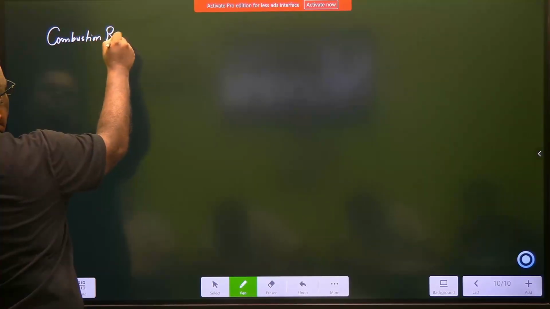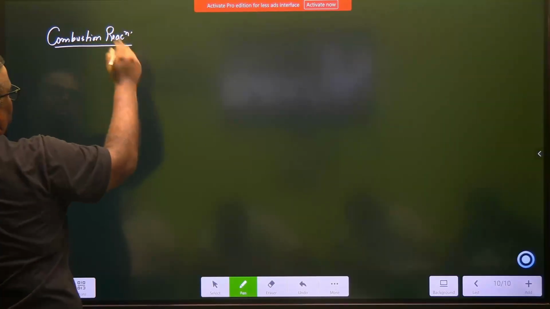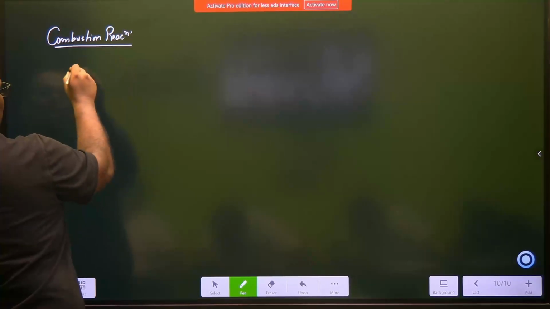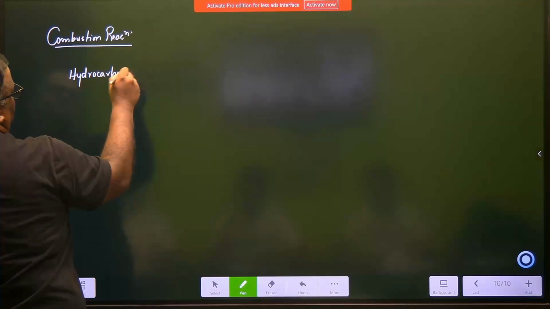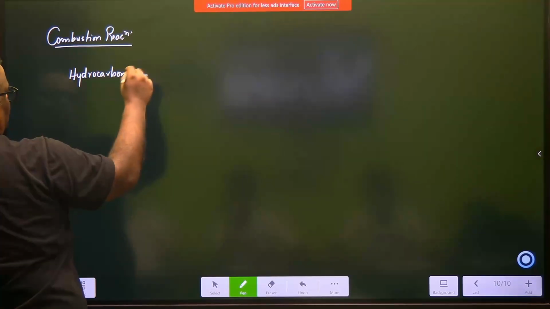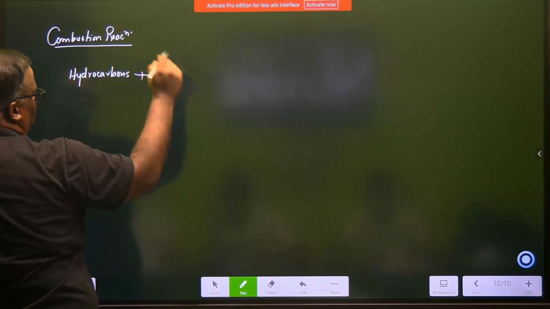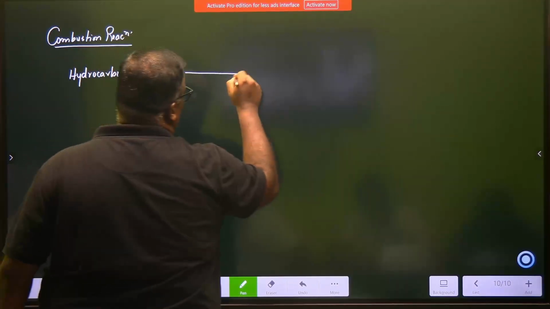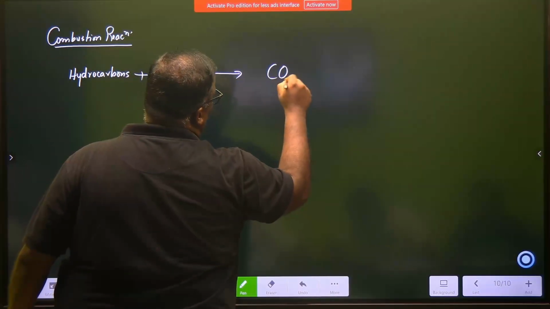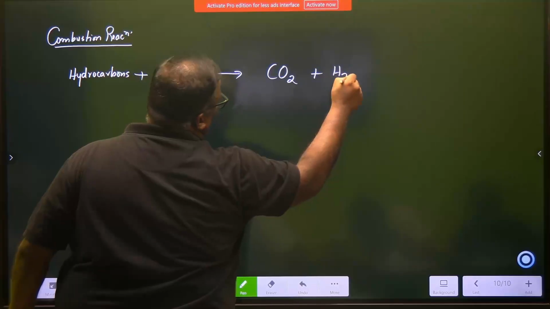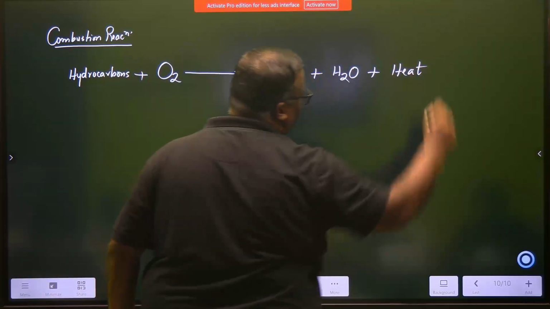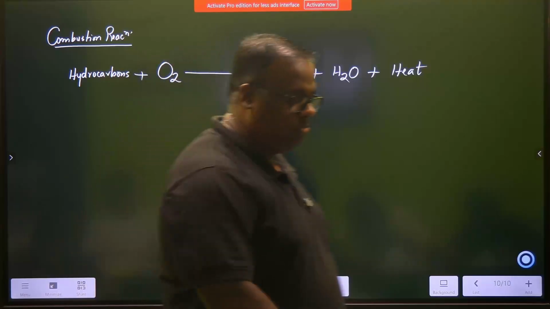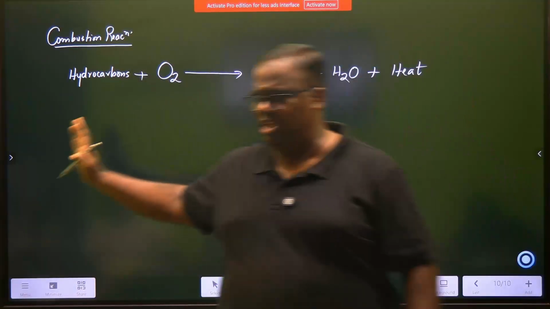Combustion reactions. Now, combustion is common for hydrocarbons. If you write it in a holistic way, hydrocarbons will undergo combustion. That is, they will burn with oxygen, produce carbon dioxide and water vapor, and lots of heat. Hydrocarbons are very good fuel. This is the standard skeletal reaction.